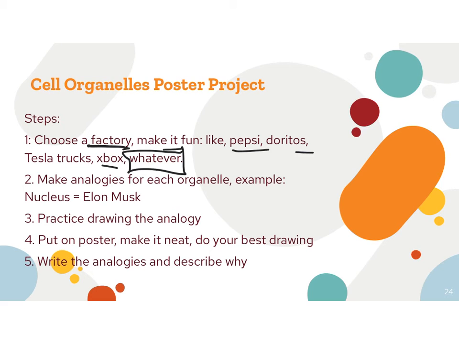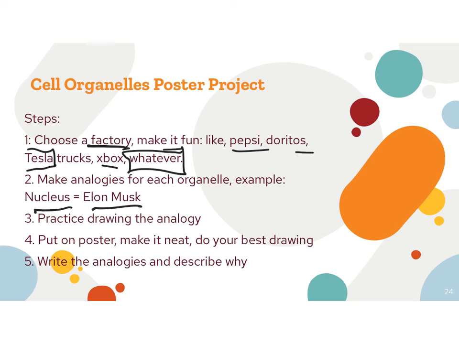For example, if I was going to make my poster about the Tesla factory, I would then relate the nucleus to Elon Musk. If you don't know Elon Musk, he runs the Tesla corporation. He started it. He directs all the activities. And I would write down the nucleus is like Elon Musk in the Tesla factory because the nucleus directs all the activities in the cell, and Elon Musk directs everything that goes on in the factory.